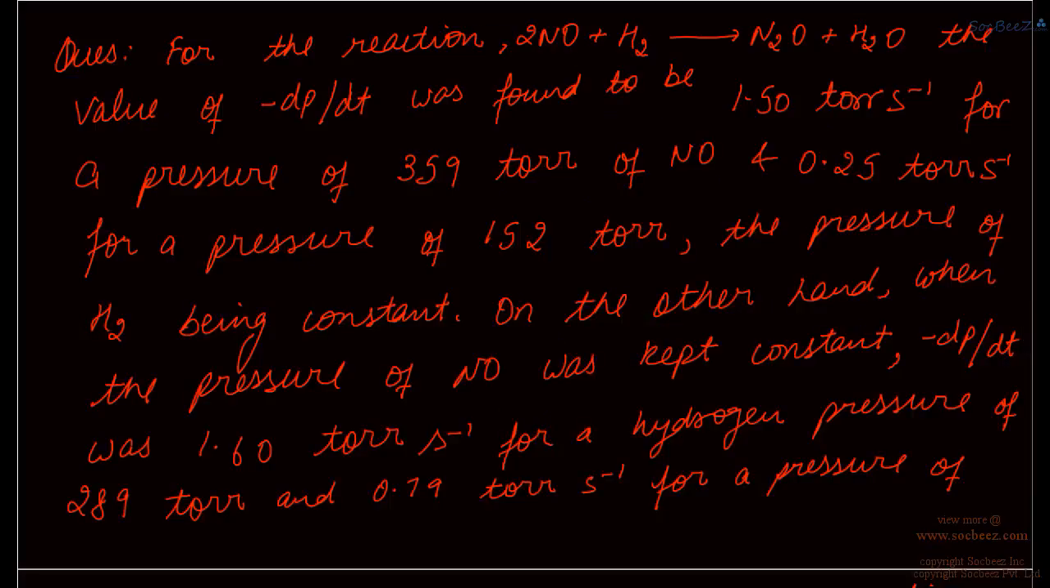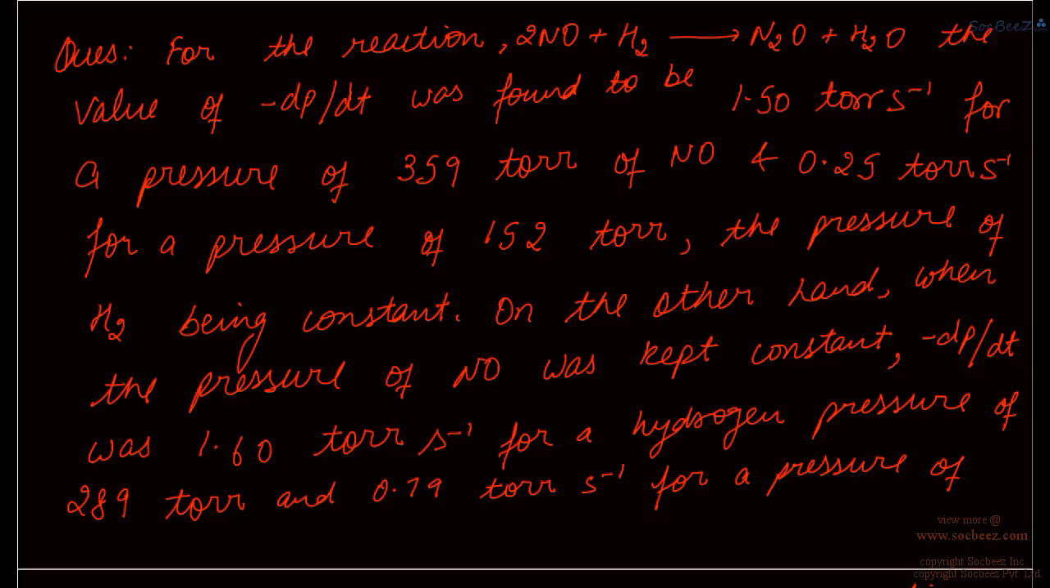Now, there is another question. The question says that for the reaction 2NO plus H2 gives us N2O plus H2O, the value of minus dP by dt was found to be 1.5 torr per second for a pressure of 359 torr of NO and 0.25 torr per second for a pressure of 152 torr. Now the pressure of H2 being constant.